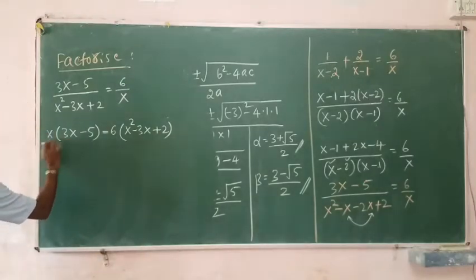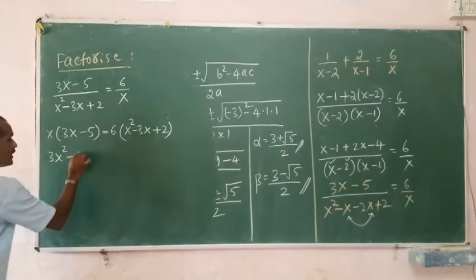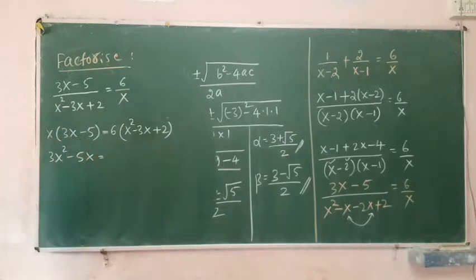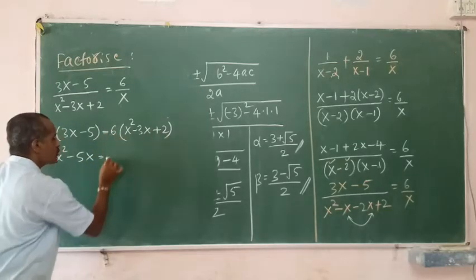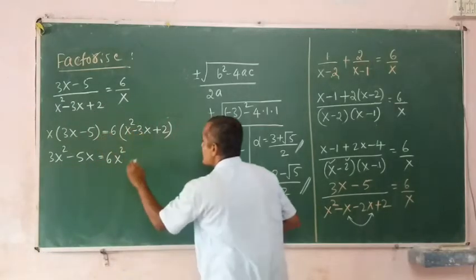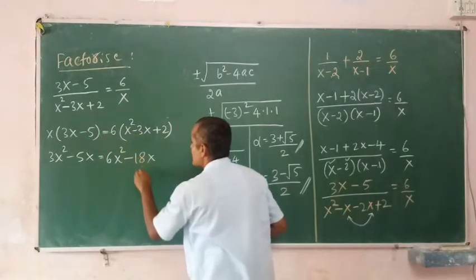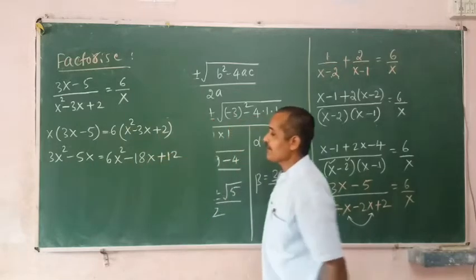It is again monomial into binomial. X into 3x square, x into minus 5x is equals to. It is monomial into trinomial. Come on, 6 into x square, 6x square. 6 into minus 3x, minus 18x. 6 into 2 is 12.